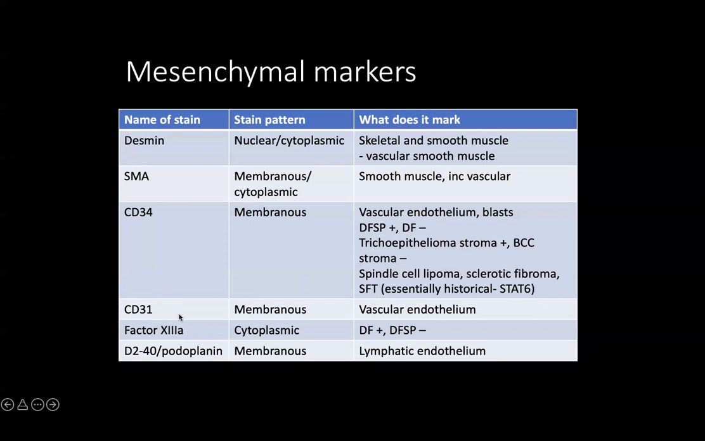CD31 is another common stain that can mark vascular endothelium. Not listed here, but I will mention it, is an ERG stain, spelled ERG, which also marks vascular endothelium. Factor 13A is used in conjunction with CD34 just to make sure, or to solidify, that you're dealing with a dermatofibroma. It'll be diffusely positive in most dermatofibromas, but negative in DFSP. And D2-40 or podoplanin, as I mentioned, podoplanin is the name of the protein and D2-40 is the name of the antibody that targets podoplanin. It's a membranous stain and it highlights lymphatic endothelium.